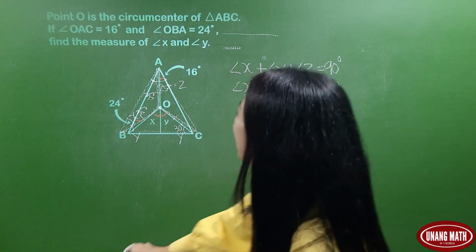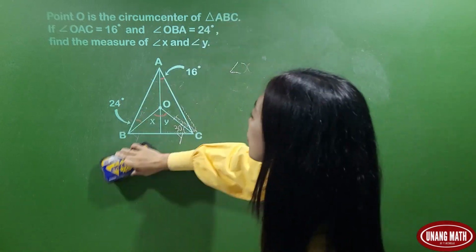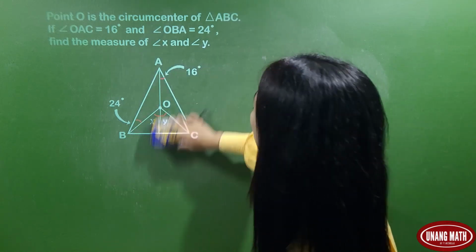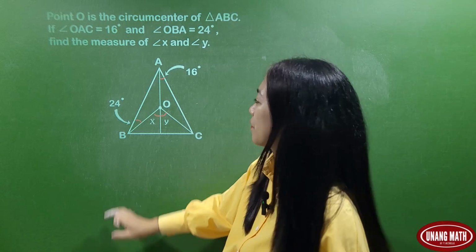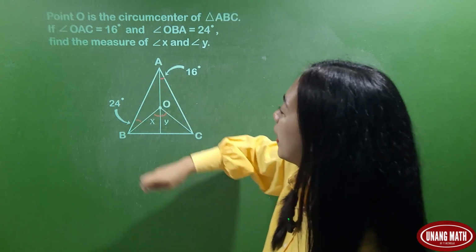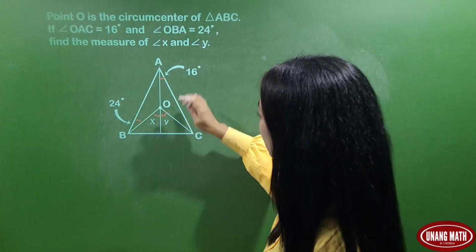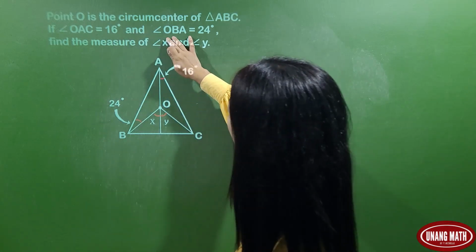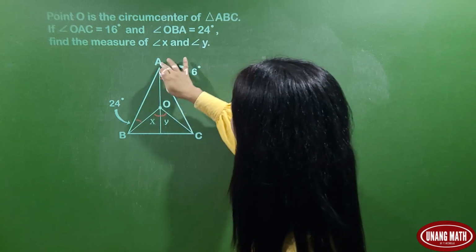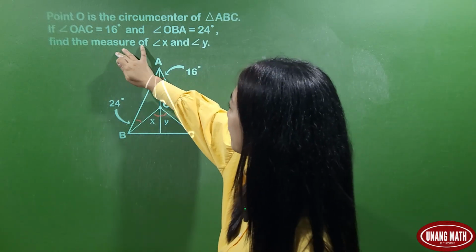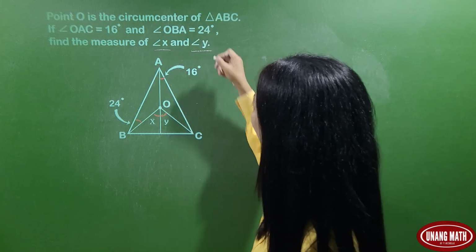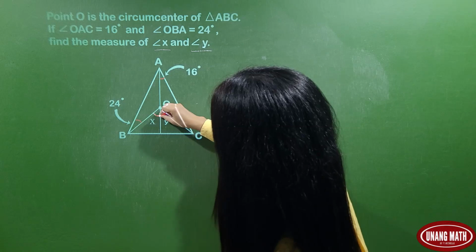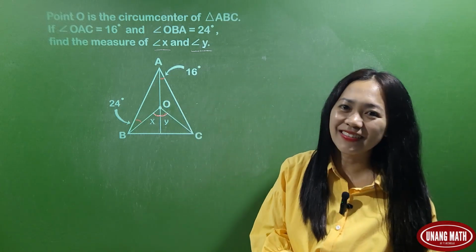Okay, this time, let's answer the following questions. Let's start with the first one. Point O is the circumcenter of triangle ABC. So we have here triangle ABC. If angle OAC is 16 degrees and angle OBA is 24 degrees, we will find the measure of angle X and angle Y. This angle and this angle.